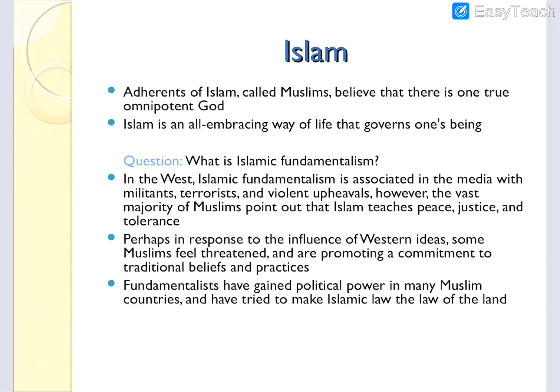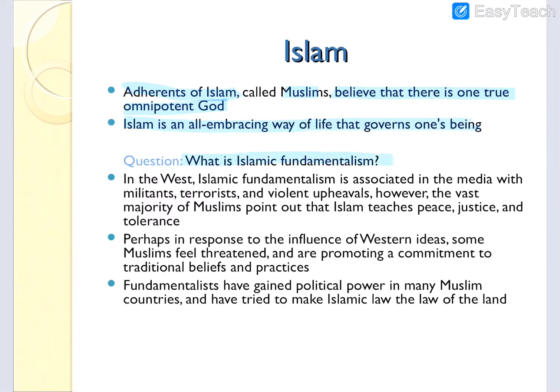Okay, then we have Islam. Adherents of Islam are called Muslims. People who follow the religion of Islam, we call them Muslims. They believe that there is one true God, which is Allah. Islam is an all-embracing way of life that governs human beings.